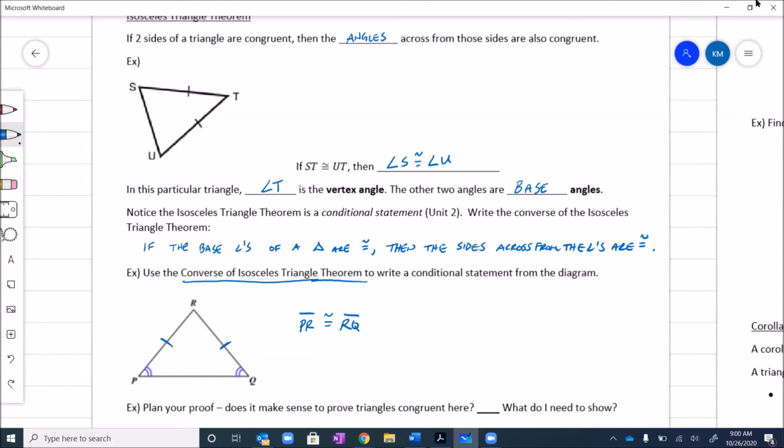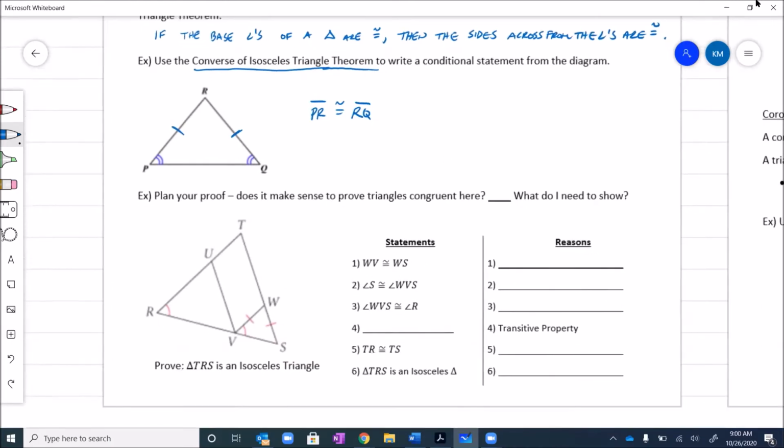All right, let's run through a proof here. Okay, so it's plan your proof. Does it make sense to prove triangles congruent here? What do I need to know? So here it says that triangle TRS is an isosceles triangle. They want us to prove that TRS is an isosceles triangle. So how can we do that? All right. So first, as we go through, we can say WV is congruent to WS. As we look at WV, WS, that's given to us. It's already marked.